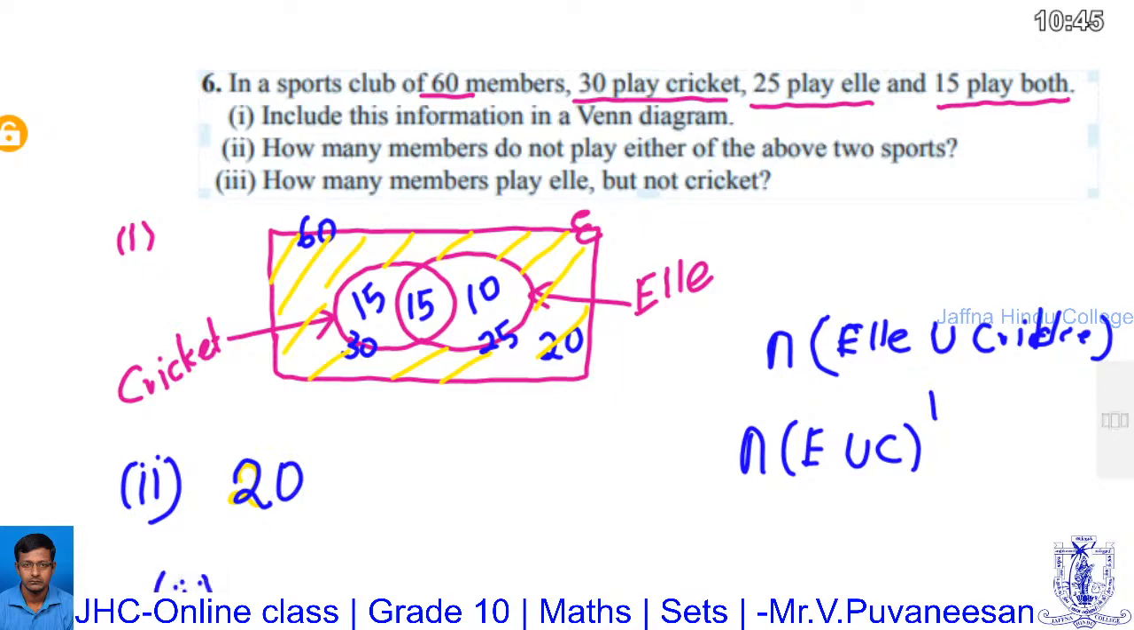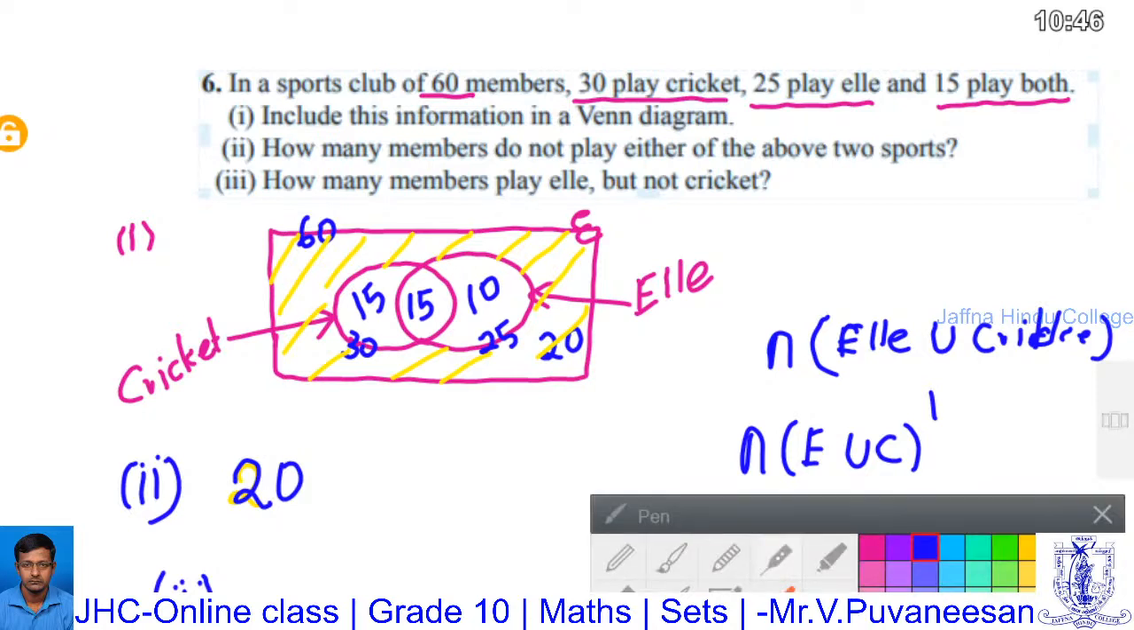Third one: how many members play LA but not cricket? If they play LA, they come in the LA circle, but not cricket, so they do not come into the cricket circle. So which region is within LA but outside cricket? This is that region.